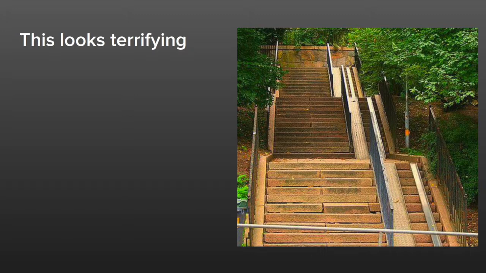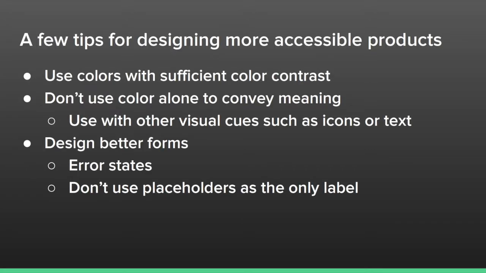So what can we do? Good question. So a few tips for designing more accessible products. I've mentioned a few of these, but here it is in a slide. We want to use colors that have sufficient color contrast. You don't want to use color alone to convey meaning. And this means that you can use color to convey the meaning, but also put some text in there.